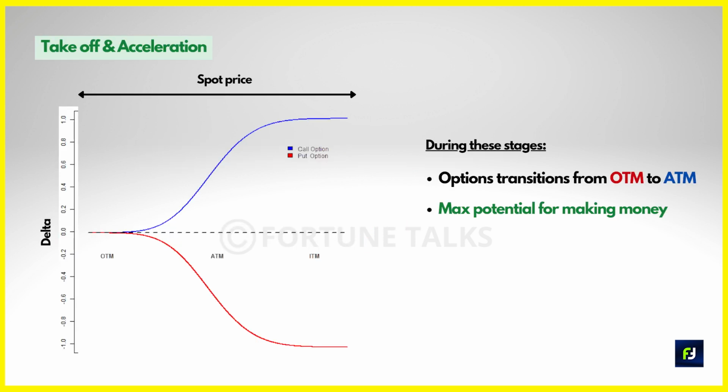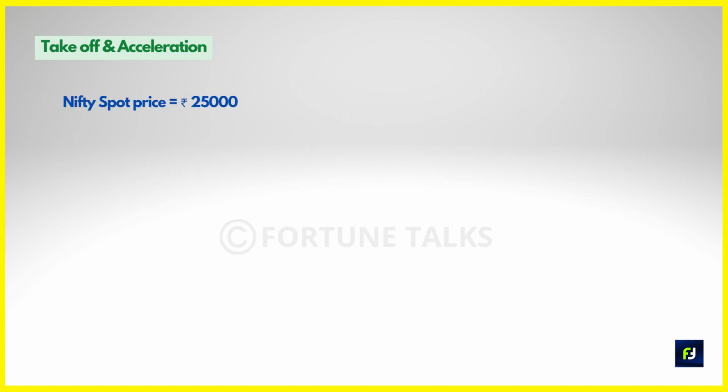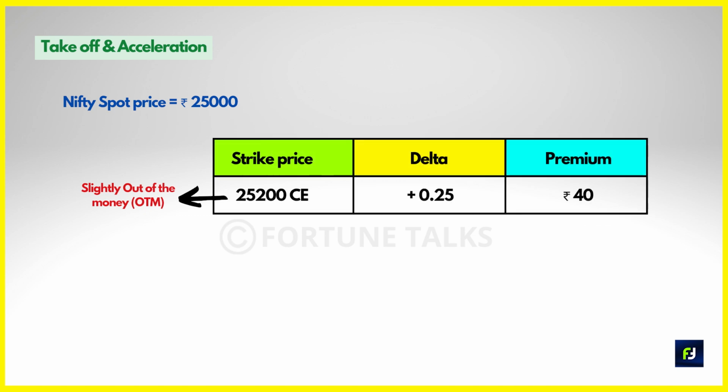The second and third phases are takeoff and acceleration. These are the stages when an option transitions from out of the money to at the money. This is where the maximum potential for making money lies, and therefore the maximum risk too. Let me explain. Let us assume the Nifty spot price is at 25,000 and the call option strike under consideration is 25,200 CE, which is a slightly out of the money option whose delta is 0.25 and the premium is 40 rupees.